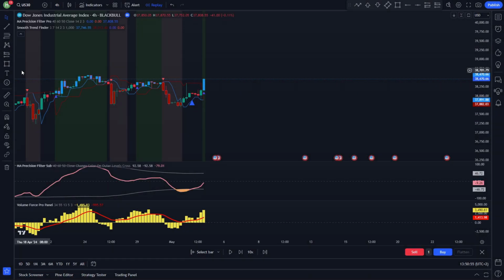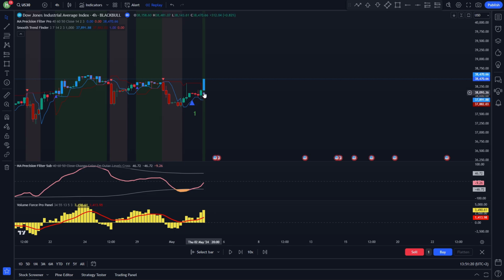Next, let's explore another swing trade example. For this example, I've selected the US 30 Index or Dow Jones Industrial Average in the 4-hour time frame. From the chart, we can see that we received a buy alert from the MA Precision Filter Pro during a period of market consolidation, which is marked as follows.